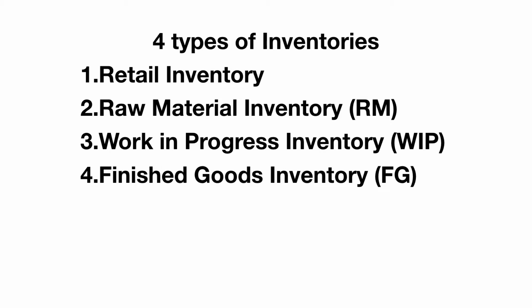manufacturing company. Work in process is anything in between raw material and finished goods. They are partially finished goods that require further processing. Finished goods are goods that have completed the manufacturing process but not yet been sold. In this example, we focus on retail inventory.